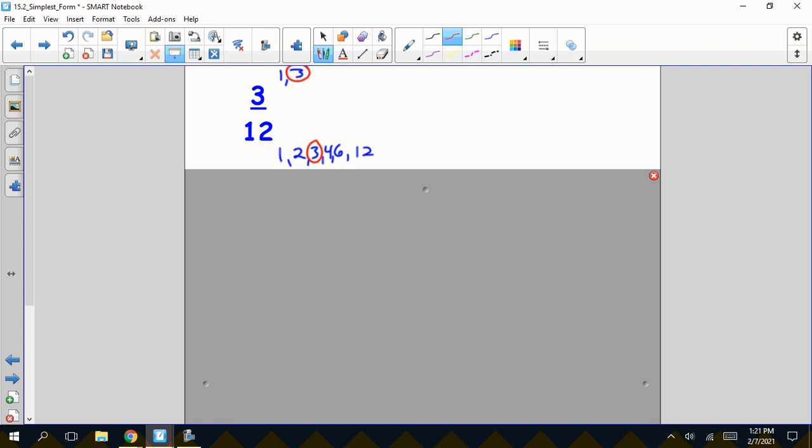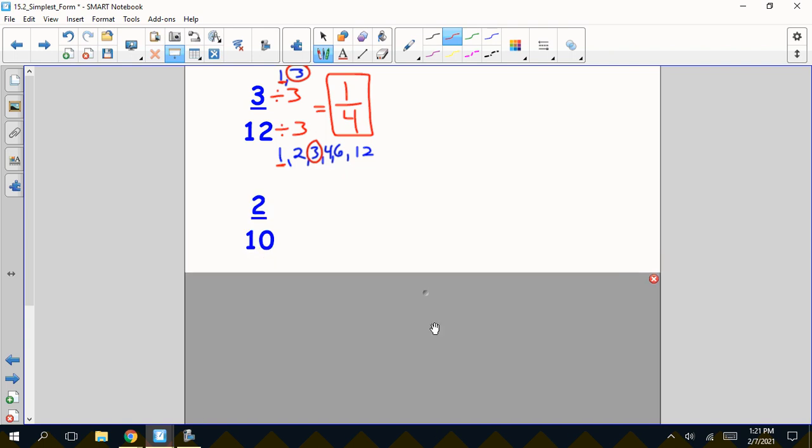And you won't have to make your list. We know that 3 goes into both, and obviously 1 is going to go into both, but we're not going to use 1. We'll use 3. We divide the top and the bottom by 3, and we get 3 divided by 3 is 1, 12 divided by 3 is 4. 1/4 is in simplest form.